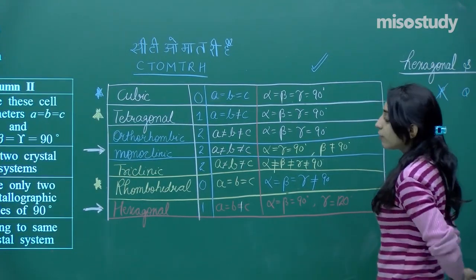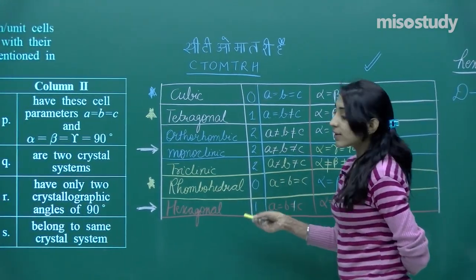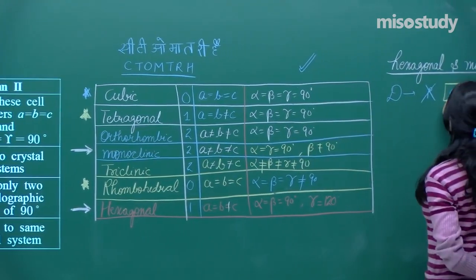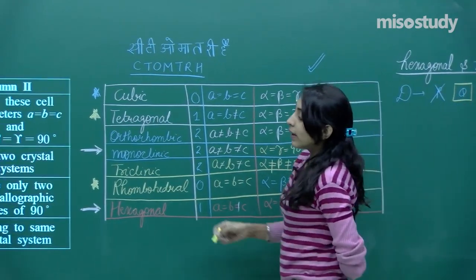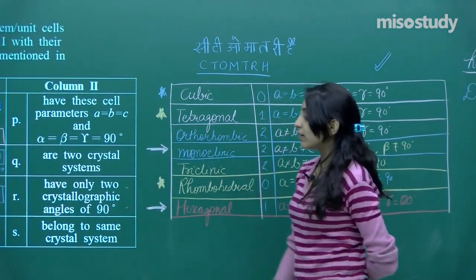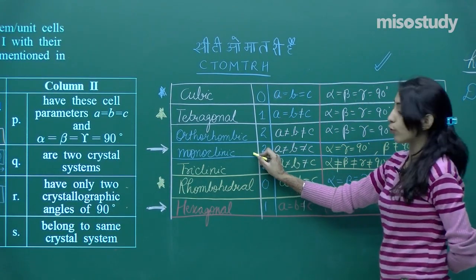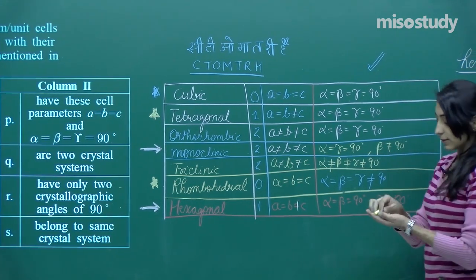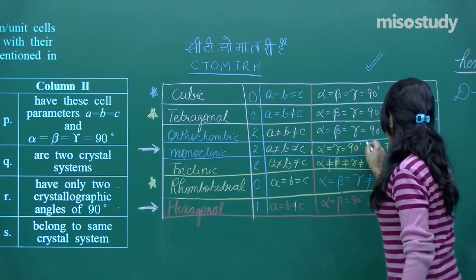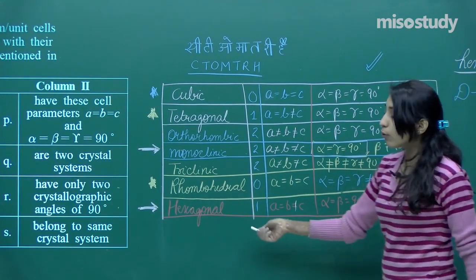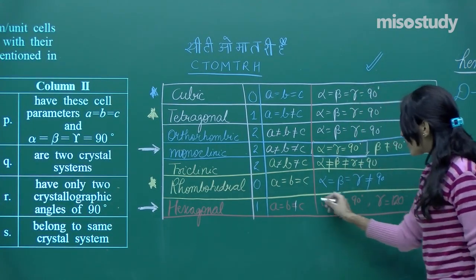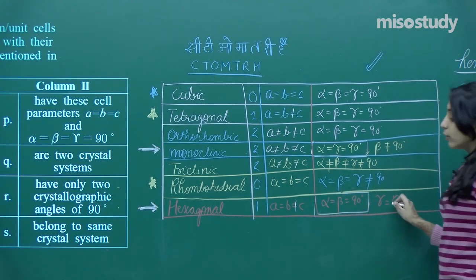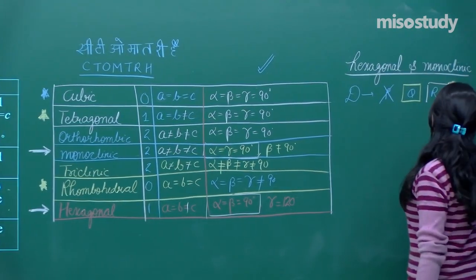Okay. Moving on further, we have these are two different crystal systems. Yes, 1 and 2. Yes, these are two different crystal systems. Moving on to the third one, they have only two crystallographic angles of 90 degree. Let us first talk about monoclinic. Alpha and gamma are 90 but beta not equal to 90. Yes, good enough, right? So only two of them are having 90 degree. Move on to hexagonal. Alpha and beta are 90. Yes. Whereas gamma is equal to 120. That means not 90. So even we can say that R is correct.